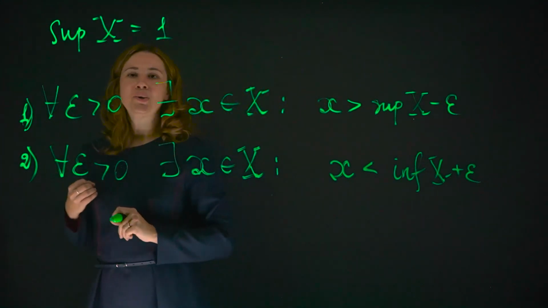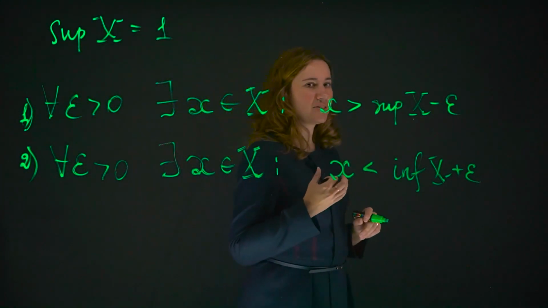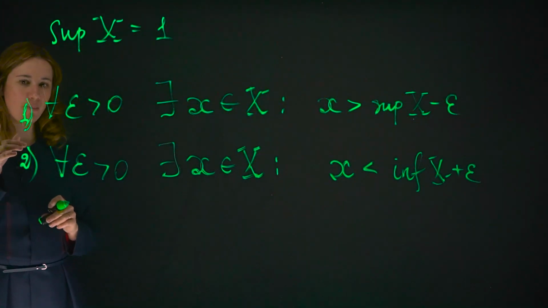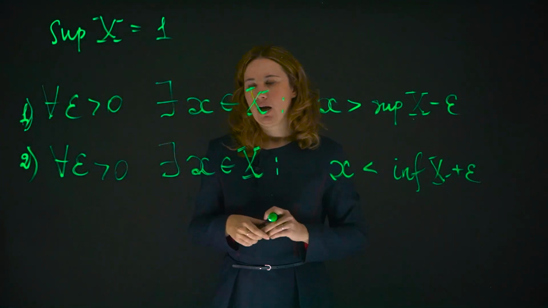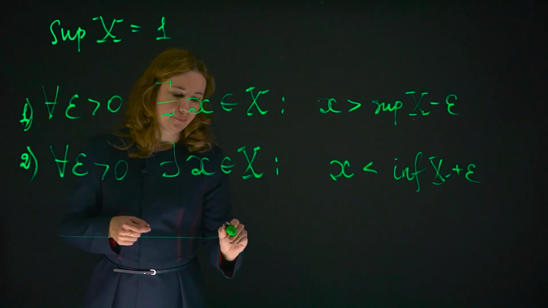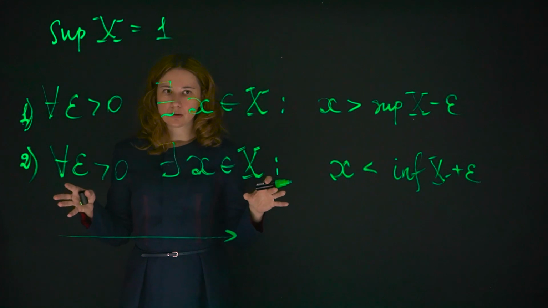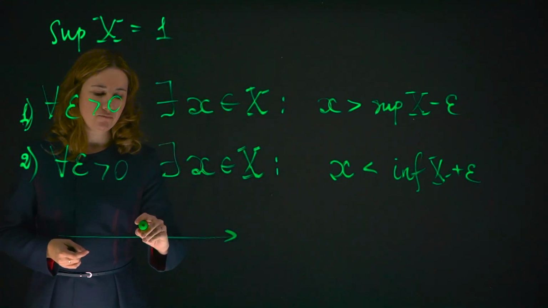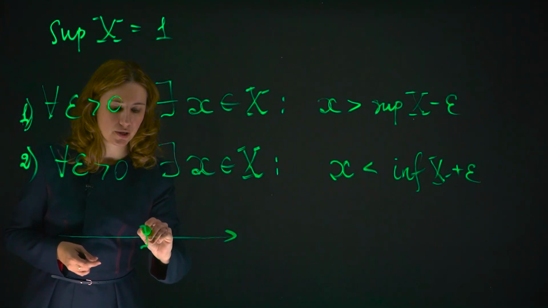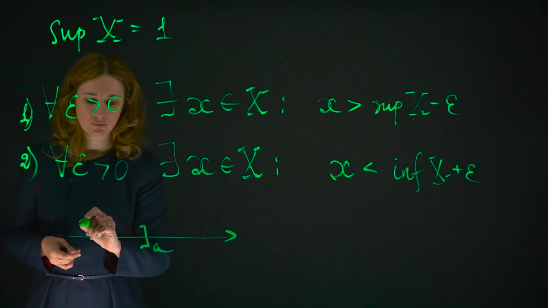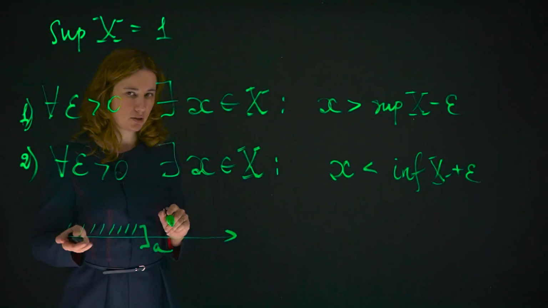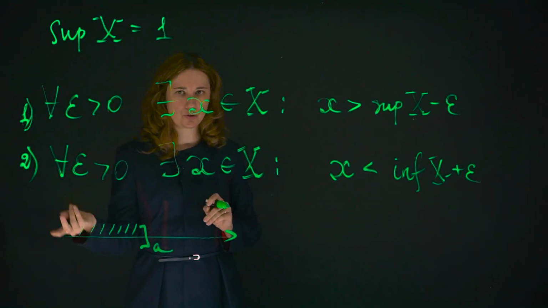I suppose we need to give some geometrical interpretation here. For example, for the first statement, let's consider some set of numbers that is bounded from above. I don't know, for example, let it be this set here, from negative infinity to a.